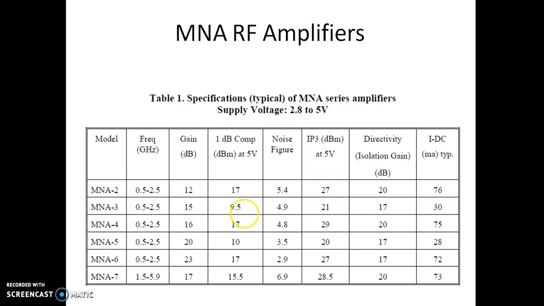So this is an example of MNA RF amplifiers. You can see there are different models specified here, and their operating frequencies are given. Gain is specified in terms of dB. 1 dB compression at 5 volts is given for different models over here. The noise figure is also specified. IIP3 in dBm at 5 volt is specified. These are the different IIP3 values, that is the third-order intercept point, given here. The isolation gain is also given here. The DC current is also specified here.